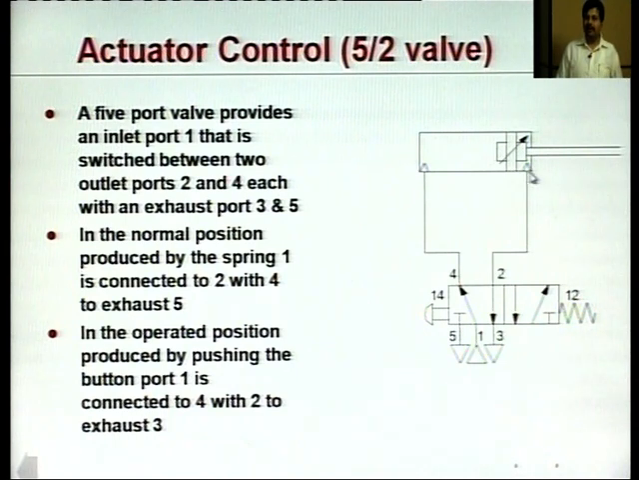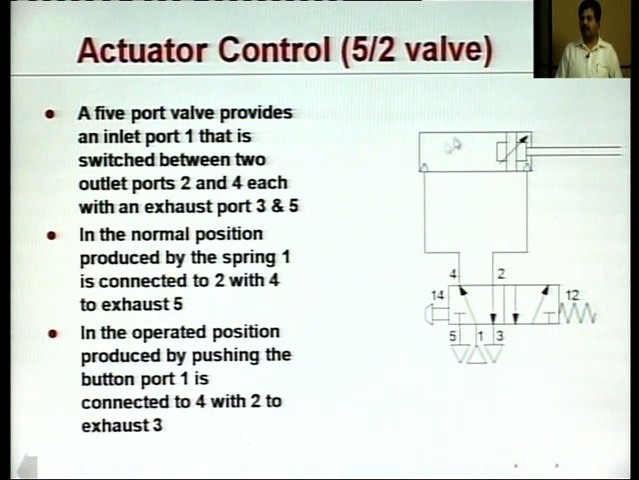Now, instead of connecting this port to the input line of the system, port number 1 is now connected to port number 4, which in turn is connected to the left side of this piston, and port number 2, which is connected to the right side of the piston, is now connected to the exhaust. So, in this arrangement, the pressurized fluid will rush into the cavity on this side, and this particular side of the cavity is now connected to the exhaust.